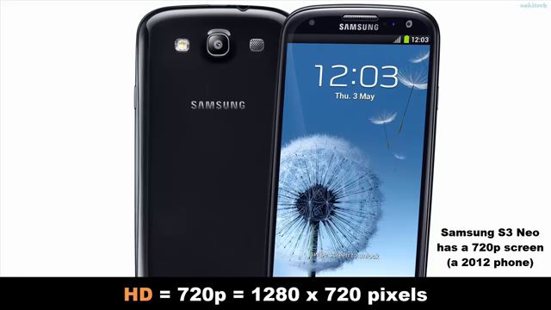So HD means high definition, and it stands for 720p, and the corresponding resolution is 1280 by 720 pixels. This resolution is hardly used on the newer cell phones anymore. You either get 1080p or Quad HD in today's smartphones.